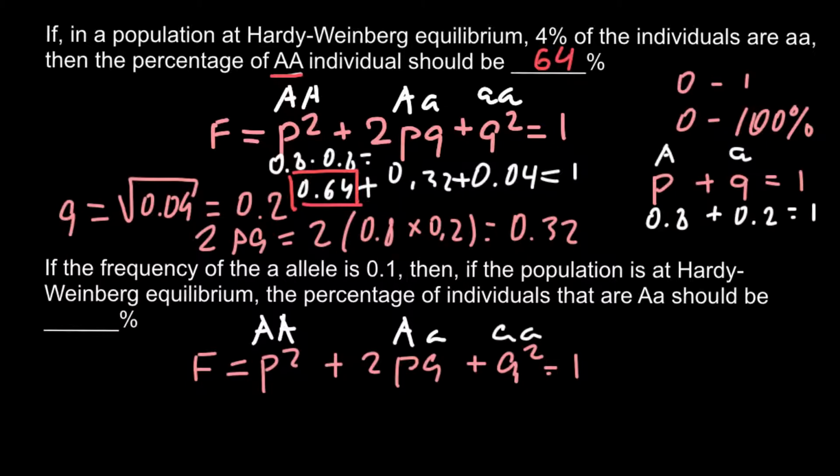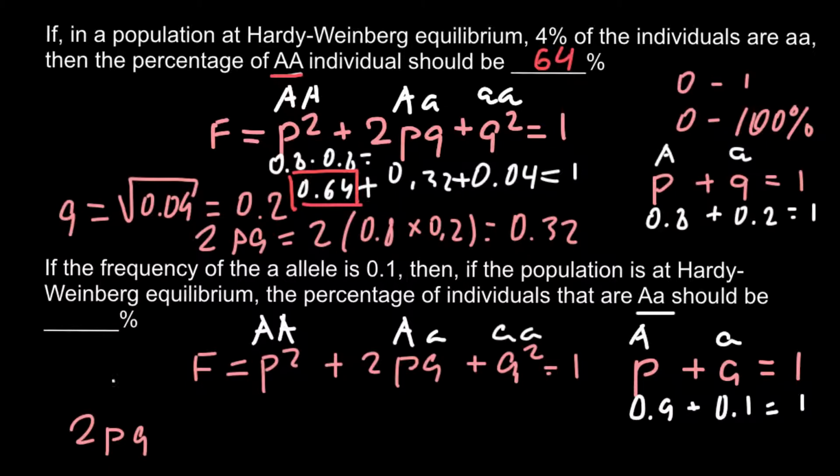Now we know that the frequency of the recessive allele a is 0.1. Here is once again p plus q, the dominant allele and the recessive allele. When we add them, we get 1. Since q is 0.1, the frequency of allele P would be 0.9. Now we can use these numbers to find the frequency of the heterozygous genotype. 2pq would equal 2 multiplied by p, 0.9, and multiplied by q, 0.1.